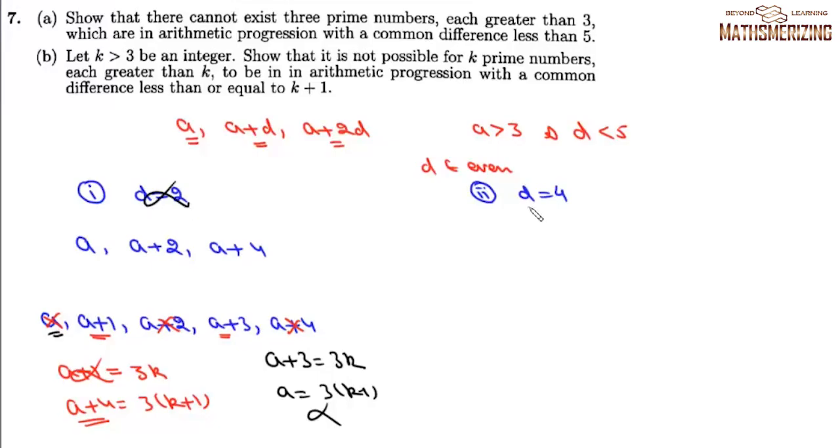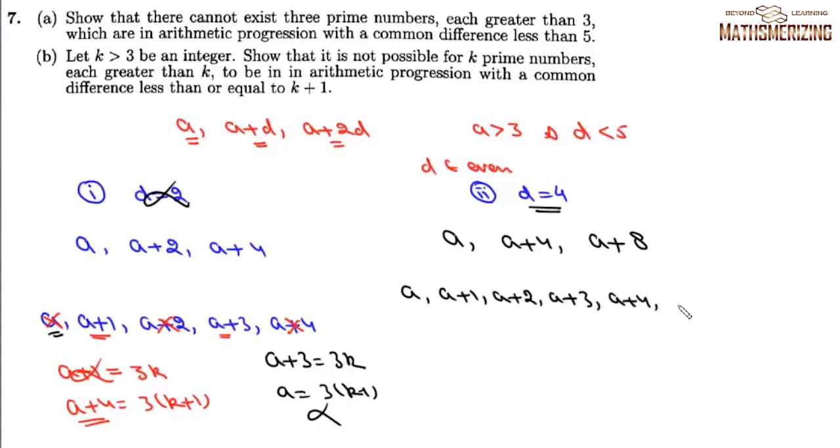Now we'll come to the second case when the value of d is 4. Now if the value of d is 4, then the series is a, a plus 4 and a plus 8. Now we consider numbers a plus 1, a plus 2, a plus 3, a plus 4, a plus 5, a plus 6, a plus 7 and a plus 8.